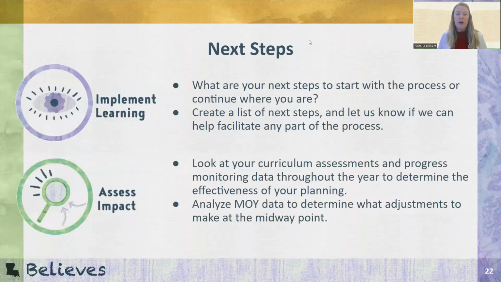Some next steps are, what are your next steps to start with the process or continue with where you are? Create a list of next steps and let us know if we can help facilitate any part of the process. Look at your curriculum assessments, whether they're formative or summative, and progress monitoring data throughout the year to determine the effectiveness of your planning. You're planning to target those individual screener measures, but is it impacting student growth? Analyze that middle of the year data to determine what adjustments you need to make at the midway point if you've been doing this since the beginning of the year.